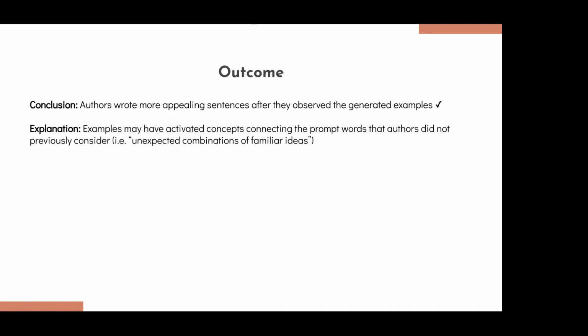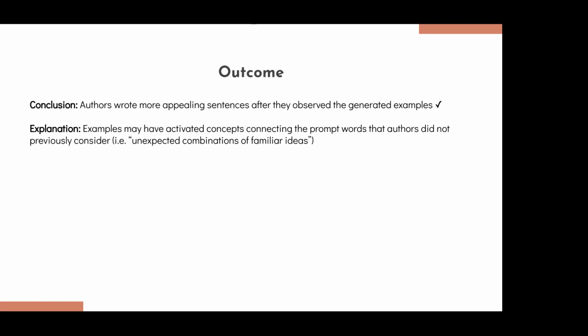This question is something that future work can absolutely address, but one speculation or interpretation of this result is that the examples might have activated concepts connecting the prompt words that authors did not previously consider. So this goes back to the discussion of creativity being unexpected combinations of familiar ideas. It might be that the AI generated examples facilitated this process of unexpected combinations that ended up having value.